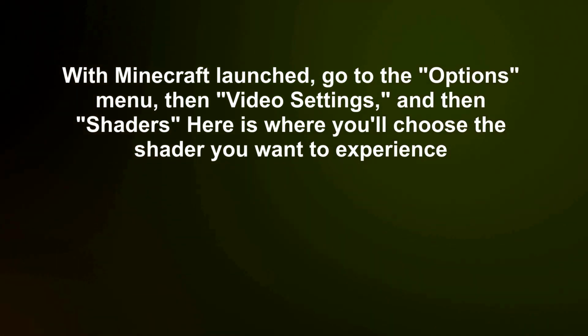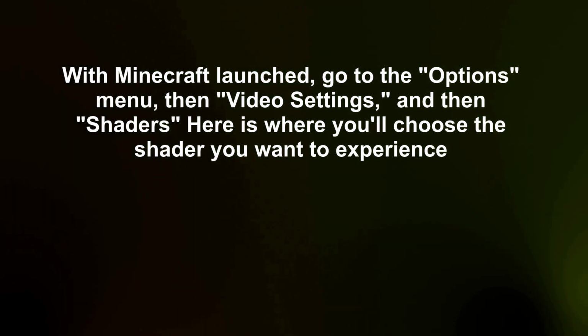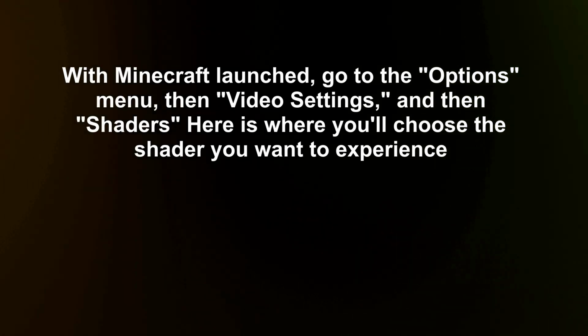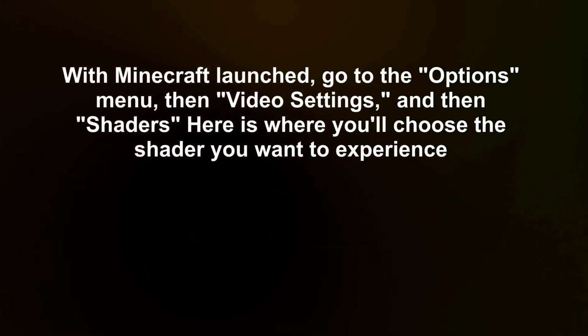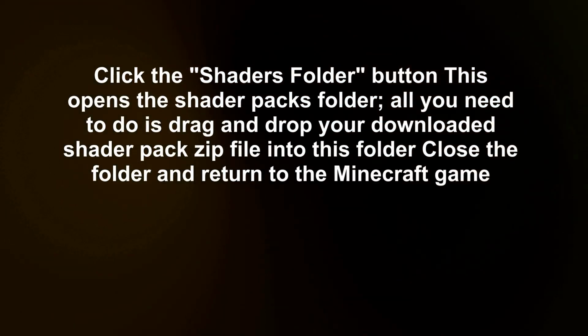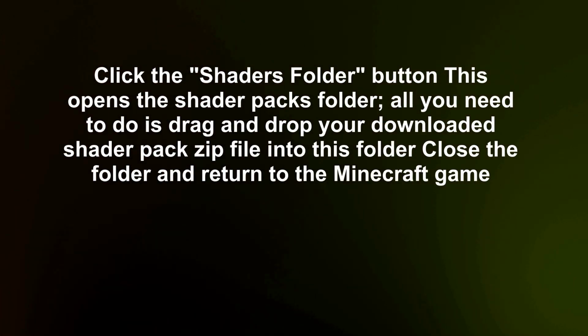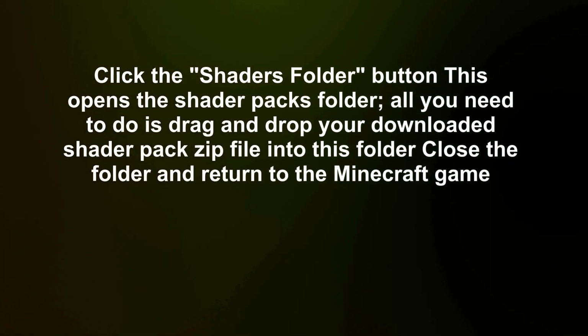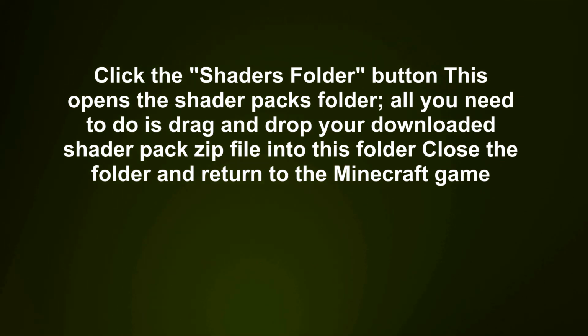With Minecraft launched, go to the Options menu, then Video Settings, and then Shaders. Here is where you'll choose the shader you want to experience. Click the Shaders folder button. This opens the Shader Packs folder. All you need to do is drag and drop your downloaded Shader Pack zip file into this folder.